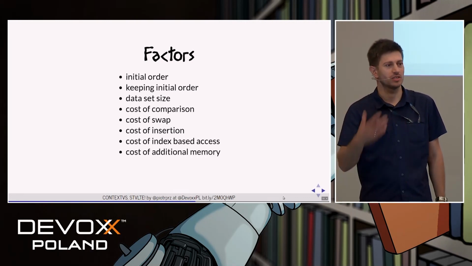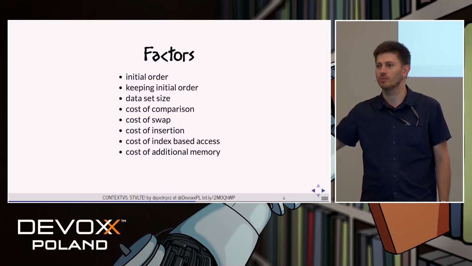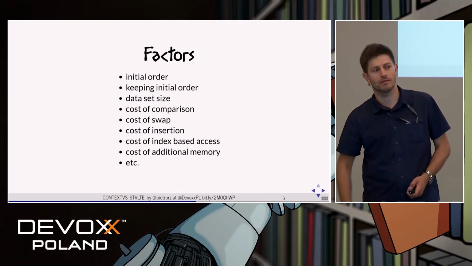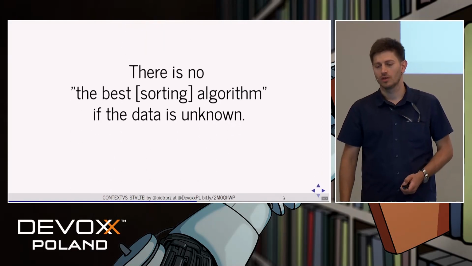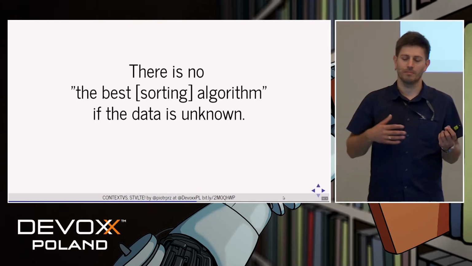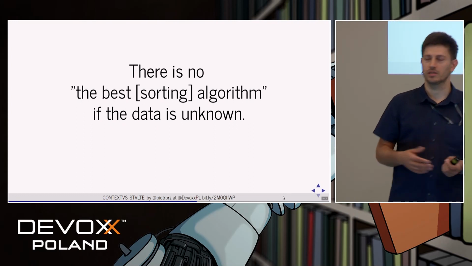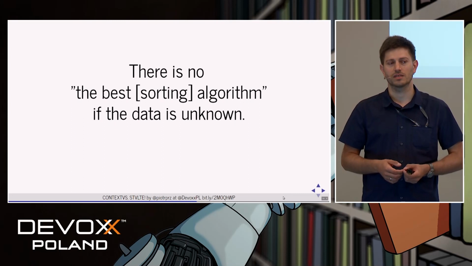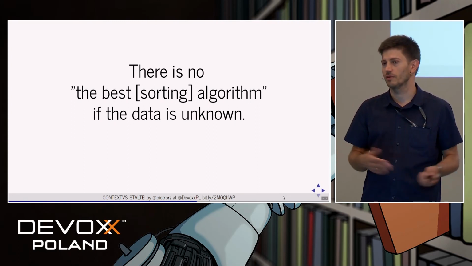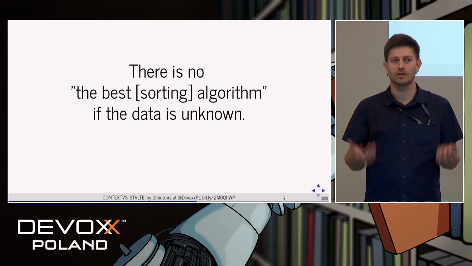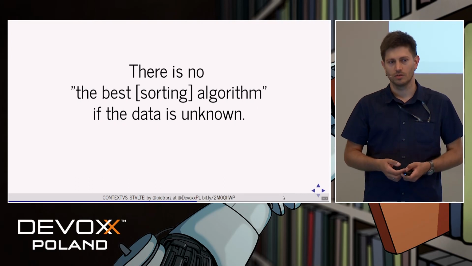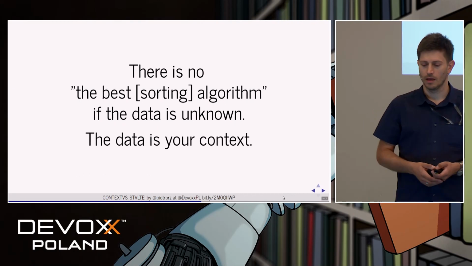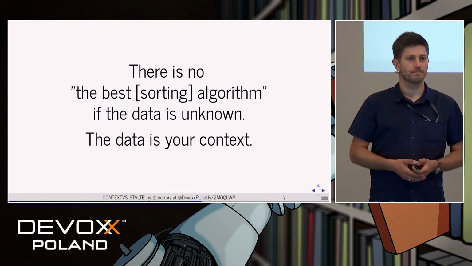There is a cost of additional memory if you happen to have an accumulator in merge sort or heap sort. And there are many other factors for sorting. So there is the best sorting algorithm if the data is unknown? If you don't know your data, you can't say that the algorithm is the best or the fastest. You need to know what kind of data you're going to sort to tell which algorithm is the best, basically. The data is your context.